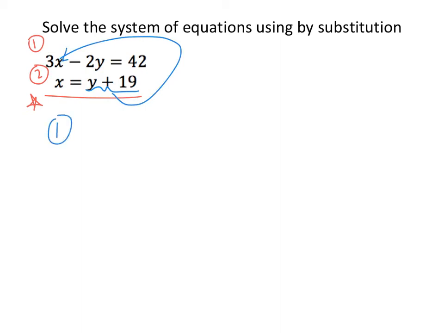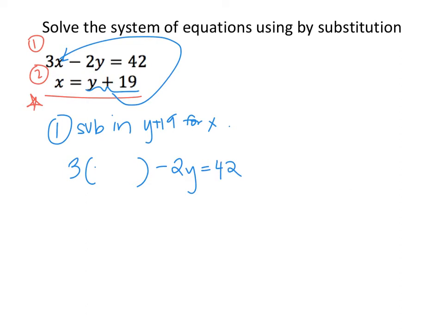So using equation 1, I'm going to substitute in y plus 19 for x, and then I'll solve for y. So we have 3 times x, I'm going to plug in the x there, minus 2y is equal to 42. Substituting in y plus 19 for x. I'm going to solve now by distributing and then just isolating y. So I have 3 times y plus 19. I can figure that out by saying, okay, 20 times 3 is 60 minus 3. So I have 3y plus 57 minus 2y is equal to 42.